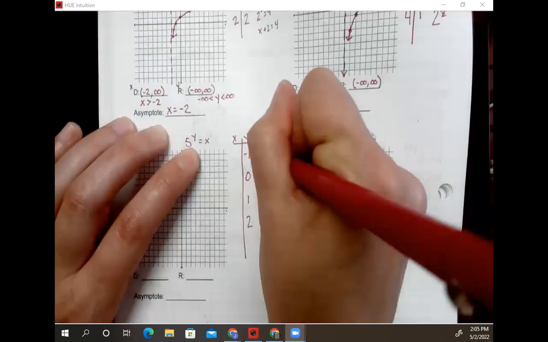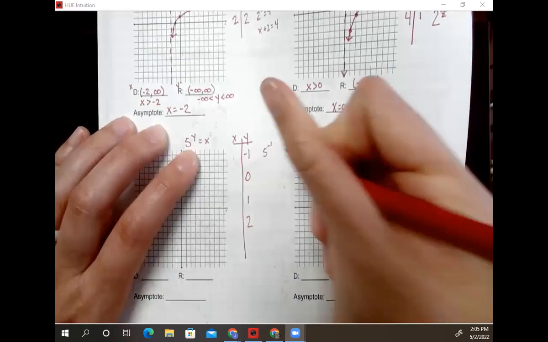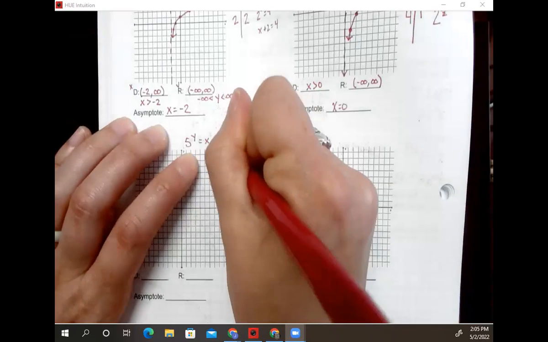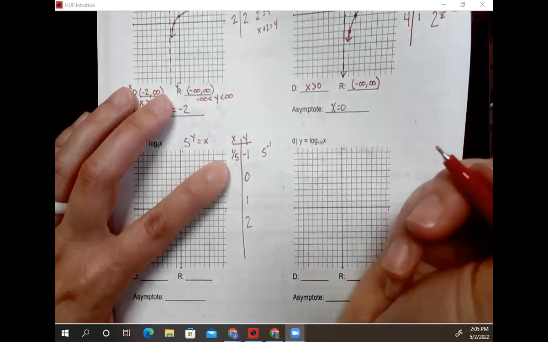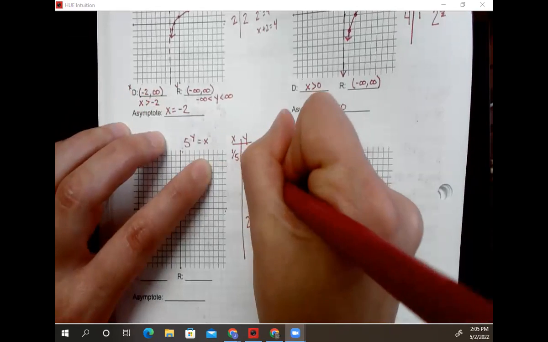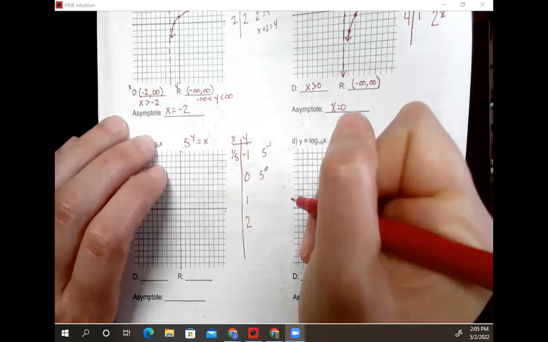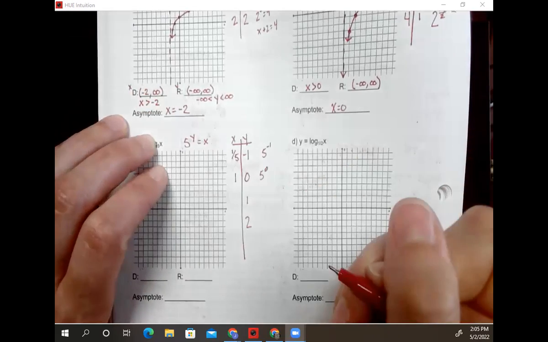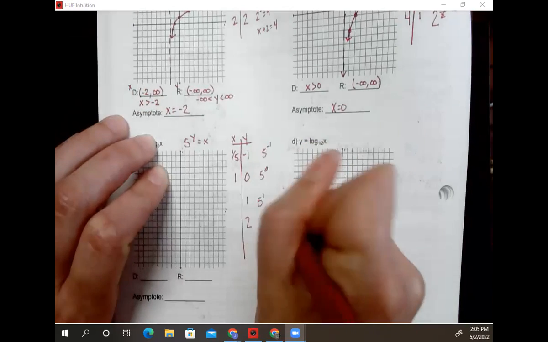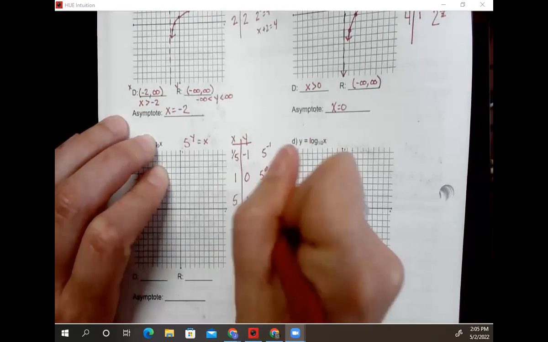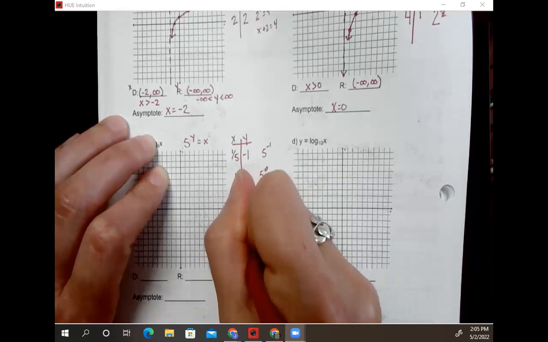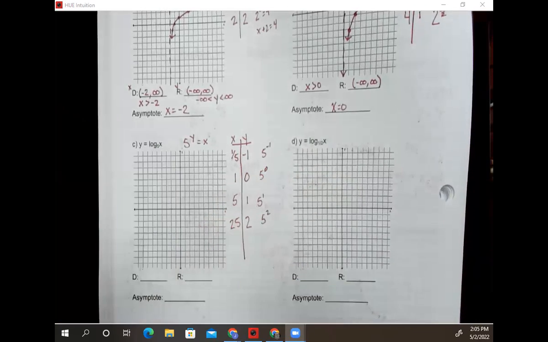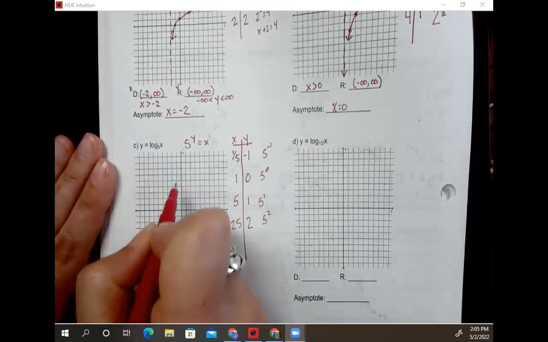So if I do 5 to the negative first power, I would flip this and get 1 over 5. That'll be a little tricky to graph, but not terrible. 5 to the 0 power would be 1. 5 to the first power is 5. And then 5 to the second power is 25. This last point will be off my graph. That's okay.